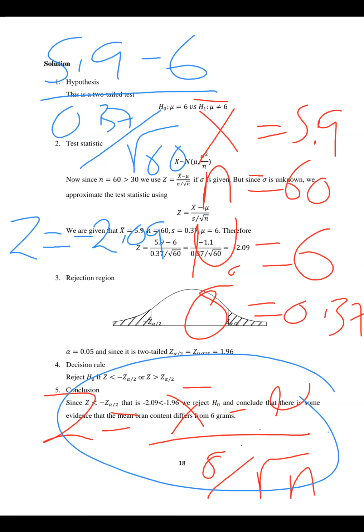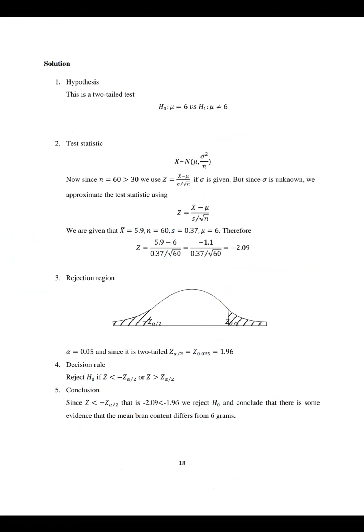Okay. Once you get the Z statistics that you have calculated, this is how you calculate the Z statistics. So now you will need another Z statistics. The Z value that you get from the table is called the critical Z. How do you get the critical Z? You get it from the table. You need your alpha. What is your alpha?